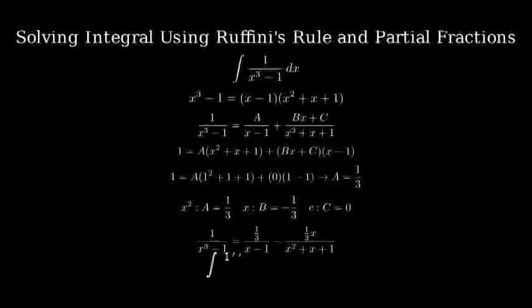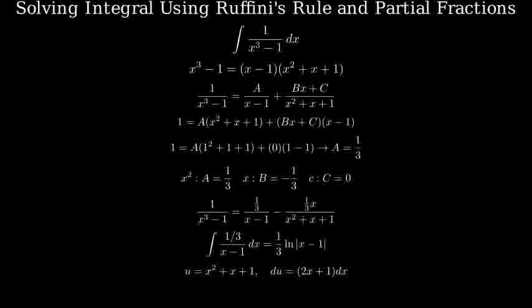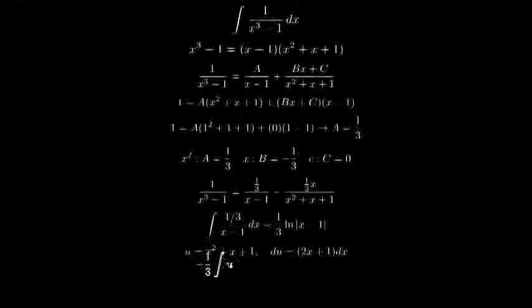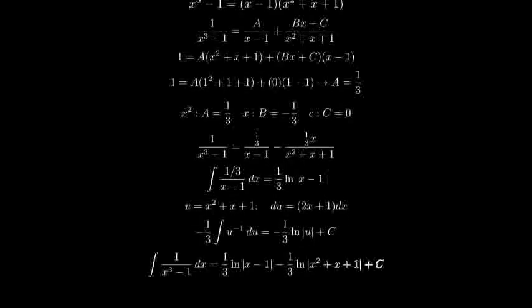For the first term, we have the integral of 1/3 over x minus 1 dx, which gives 1/3 times the natural log of the absolute value of x minus 1. For the second term, instead of directly integrating, perform the substitution u equals x squared plus x plus 1, making the integral much simpler. After substituting, the integral becomes negative 1/3 times the integral of u to the negative 1 du, resulting in negative 1/3 times the natural log of u. Finally, substituting back for u, we obtain the final integrated solution.